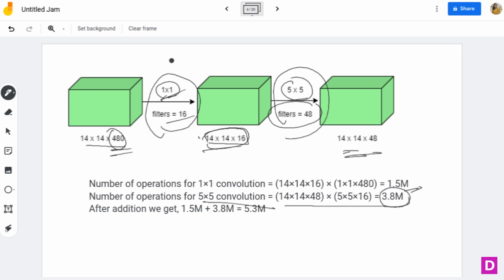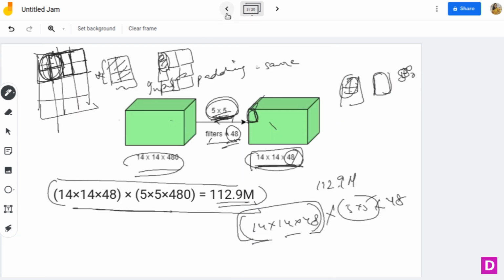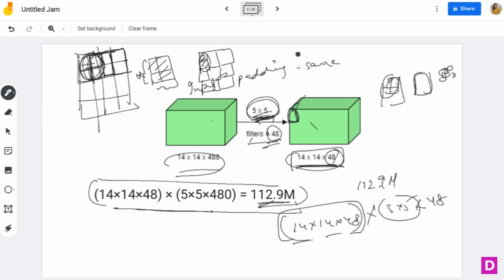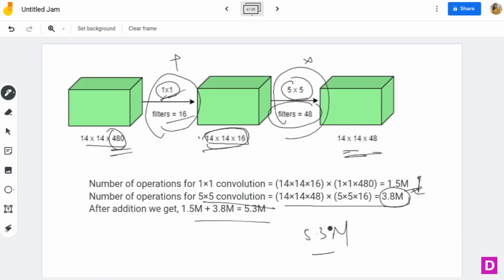Now this is one convolution, this is the other convolution, so we will be adding both numbers of trainable parameters. This comes out to 5.3 million. So that is a big difference. It is about 20 times less: 112 million here and you have 5 here. So it's a lot.